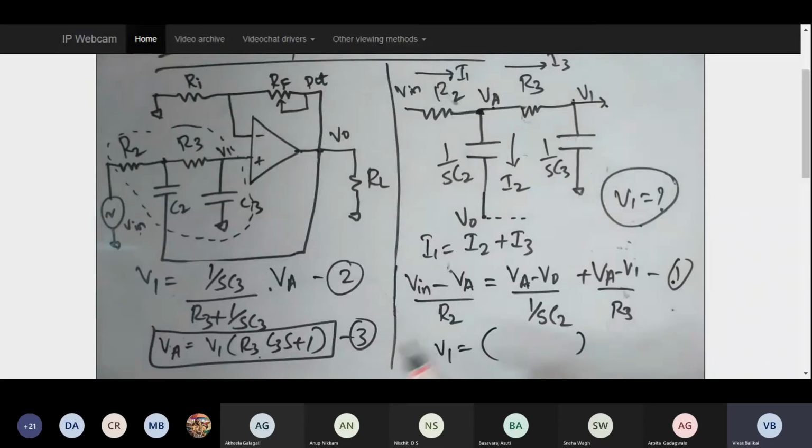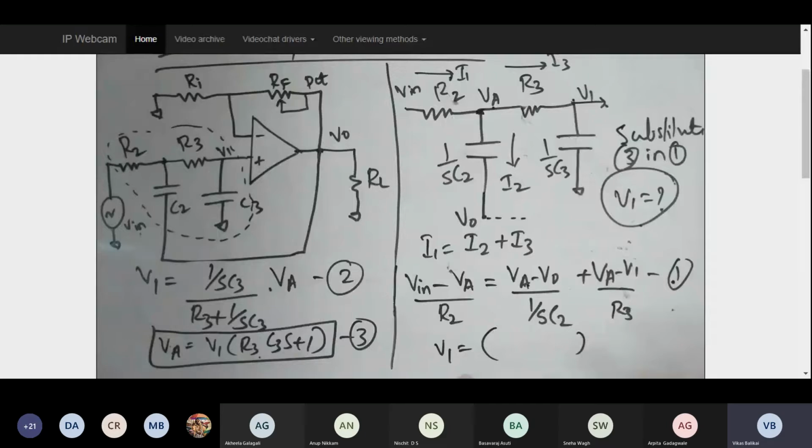So what I can do is substitute 3 in 1 to obtain V1. So once you obtain V1, that equation of V1, I'm going to straight away write that equation because I don't want to waste my time in writing down and solving the terms over here.